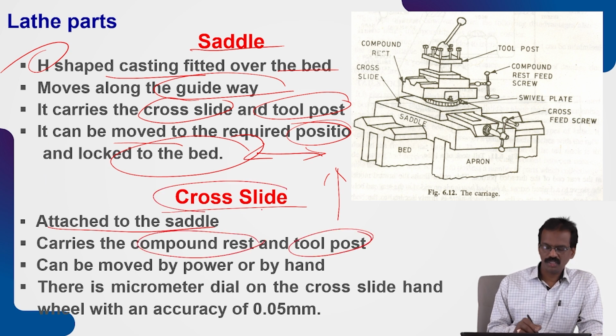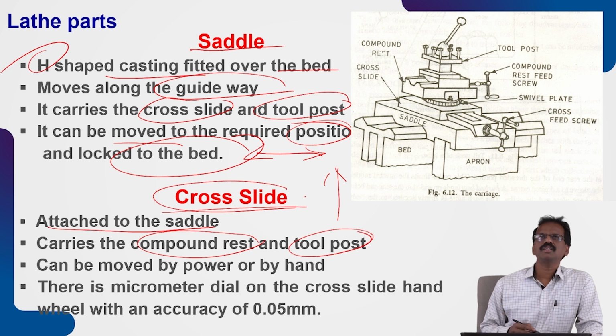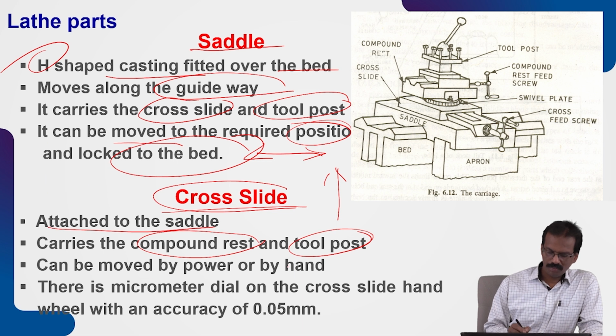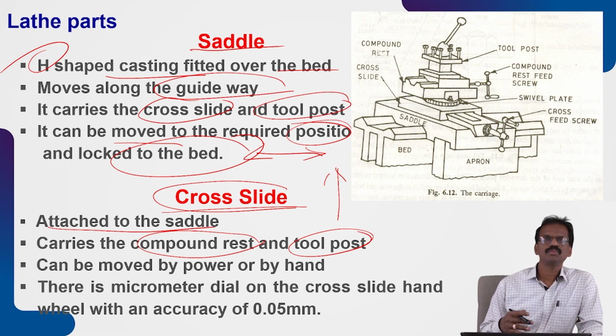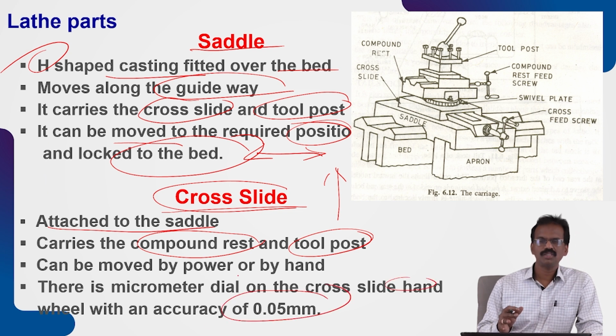On the cross slide, two more parts are there. That is, one is the compound rest, another one is the tool post. Okay. So it can be moved by power or by hand also. Cross slide is operated manually or by the power system also. So there is a micrometer dial on the cross slide. Okay. For the accuracy of movement.